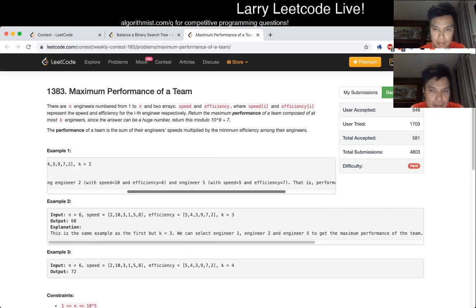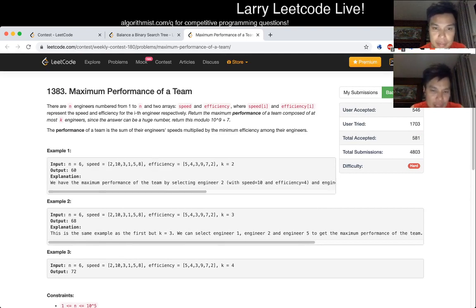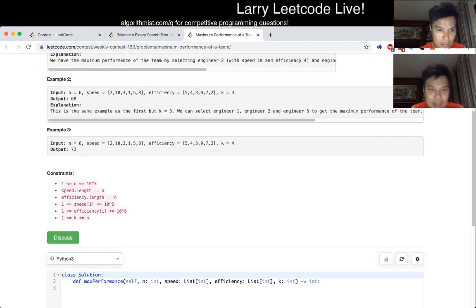I was just reading the problem to see. It took me a little bit of time to understand what performance, which is the return value, is and how it is calculated. Once I did, it got a little bit easier, because that's the problem.